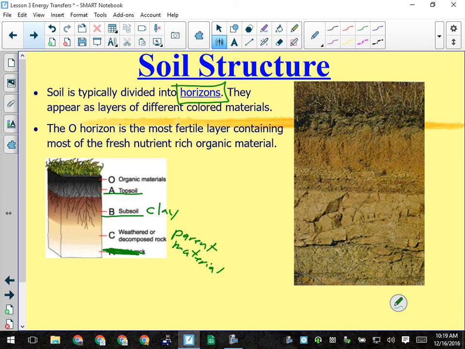Okay, so the O horizon is the most fertile layer. That's where you would find dead grass and things like that in the process of being broken down. It creates the nice loose stuff that's easy for plants to get roots into. It's also the part of the soil that's typically the darkest, so it can do the most absorption of solar energy. But without soil, we don't get plants, and plants can't convert solar energy into sugars and things like that.